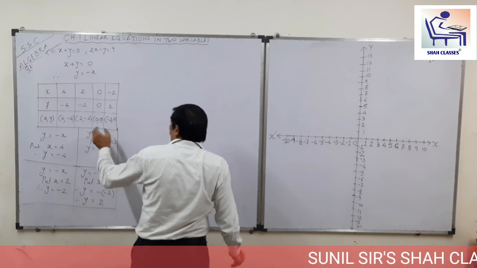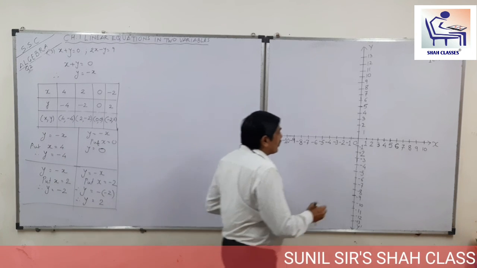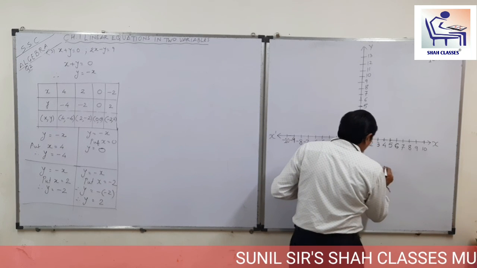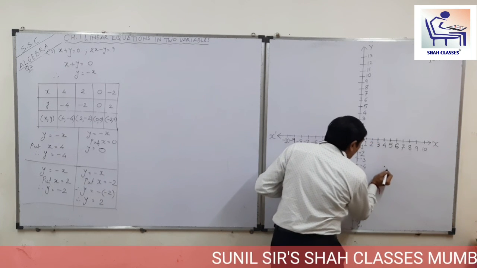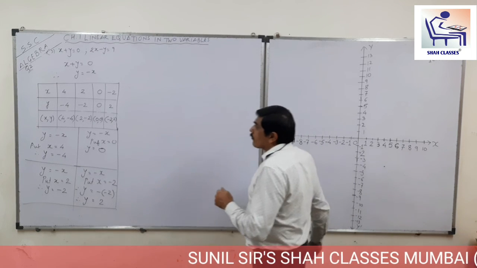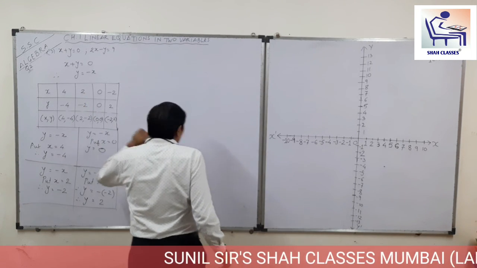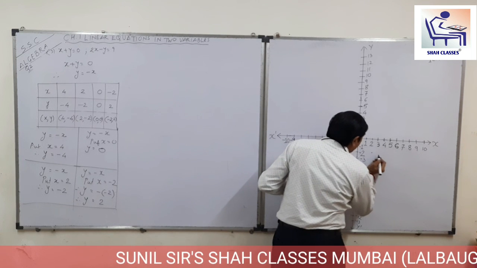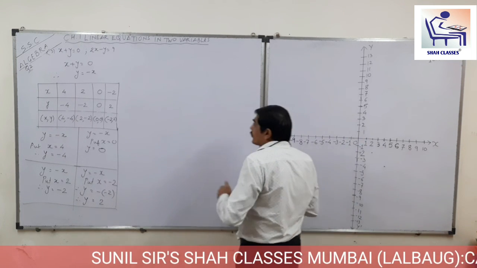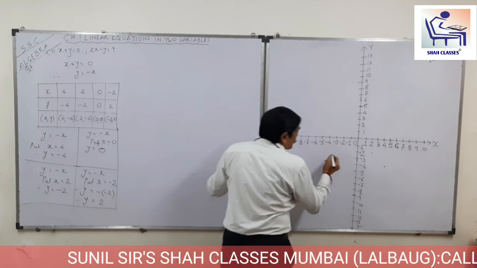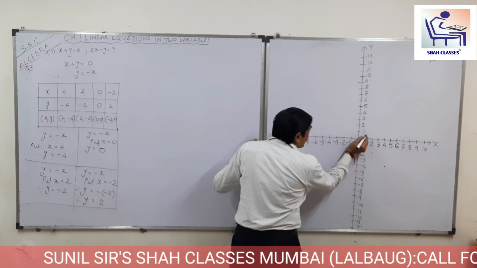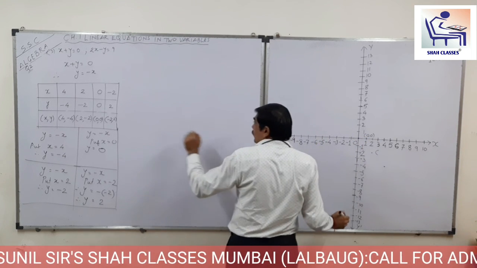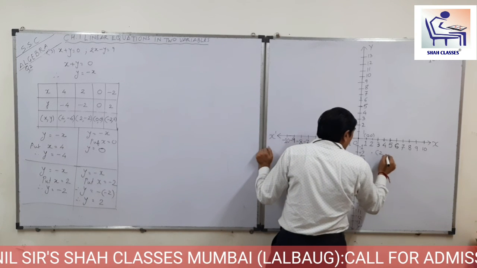Now we have to plot all these points on the graph paper. 4 minus 4. So on the x-axis 4 and on the y-axis minus 4. 2 comma minus 2. So 2 here, minus 2 is your second point. Third point is 0, 0. As I already told, it will be passing through origin. Here we got some idea now.